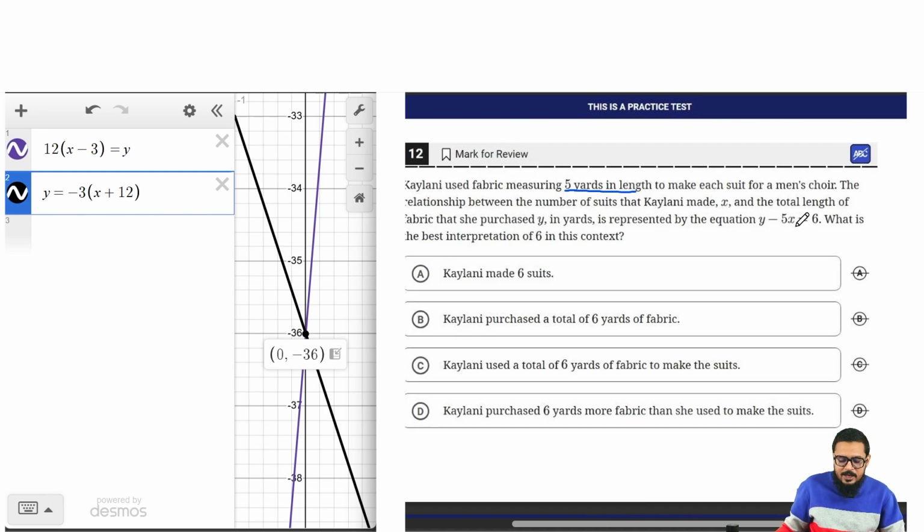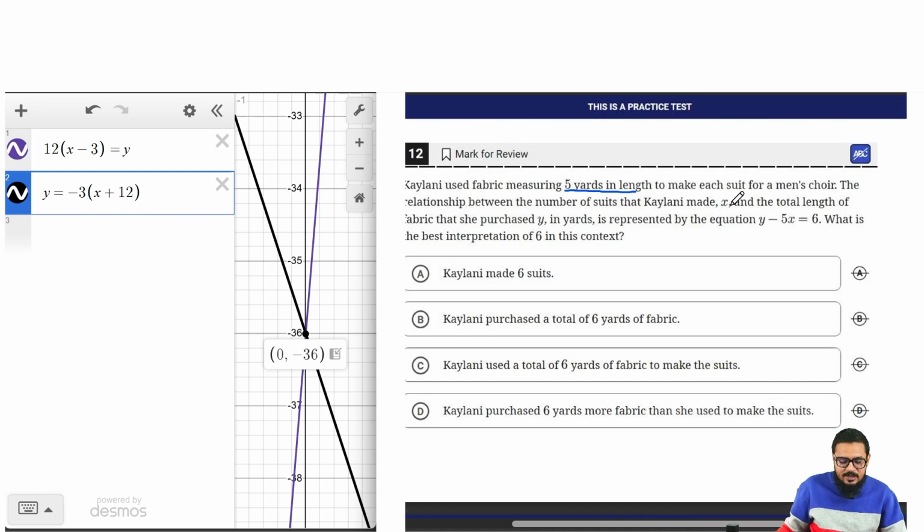And if someone is multiplying x by 5 to convert this entire thing into yards, because y is something in yards, so you only subtract yards from yards. You do not subtract yards from number of suits, right? So if y is something in yards, this entire 5x term is also something in yards.